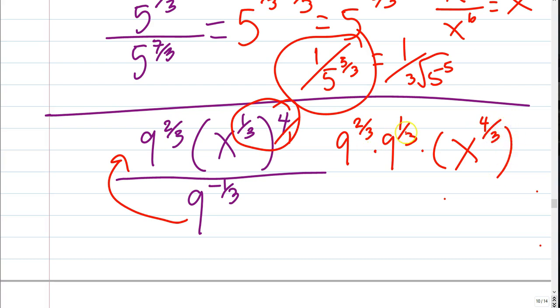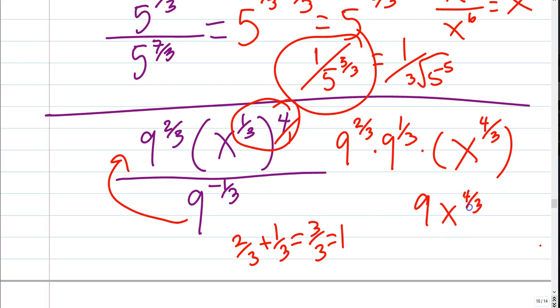9 to the 2/3, 9 to the 1/3. I can take those exponents and add them. What is 2/3 plus 1/3? How about 3/3 or 1? So all we're really left with is 9 x to the 4/3. You're like, well, where'd the exponent go? If you want to put a 1 there, you can. It is 9 to the 1st power, or just 9x to the 4/3. I'm okay either way.